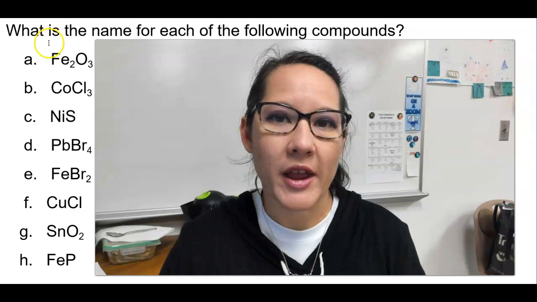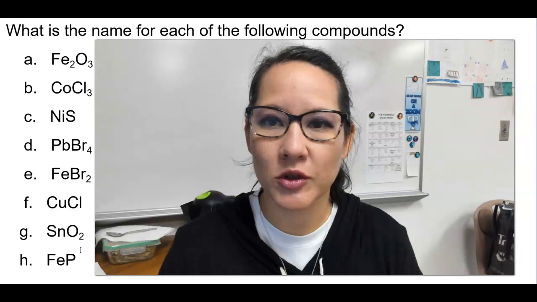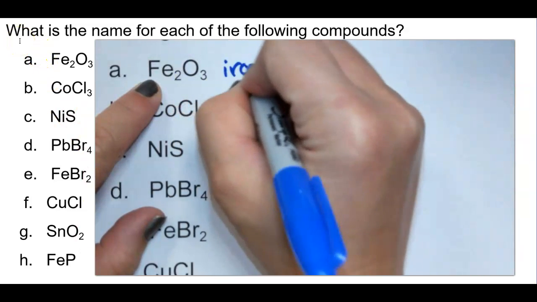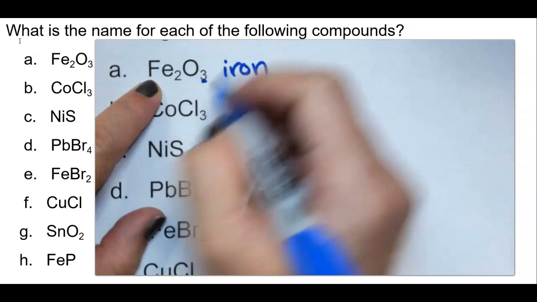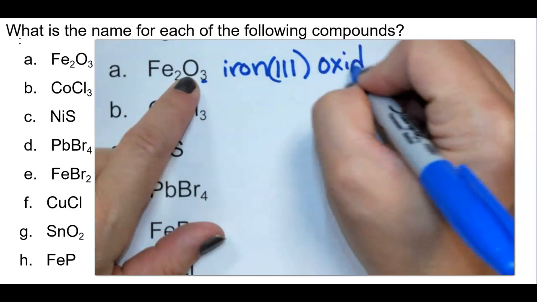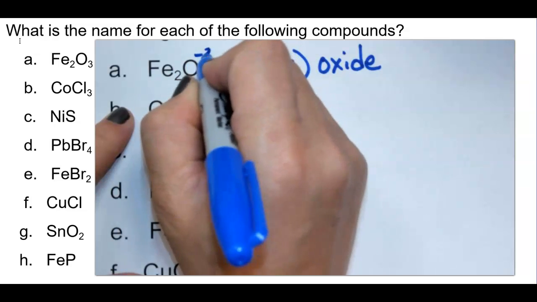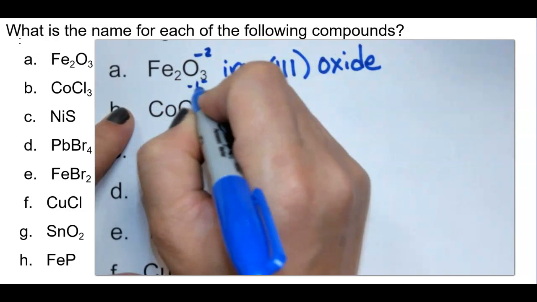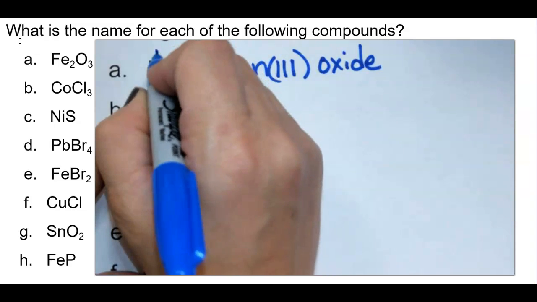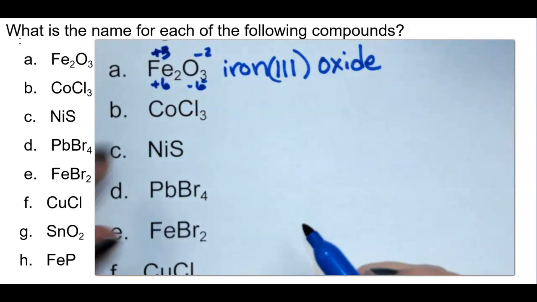Now you give it a try and write the names of the following compounds and then unpause the video to check your answers. So this is going to be iron, looking here, Roman numeral 3, and then oxide. If you use the box method, you'll see that this is a -2. 2 times 3 gives me an overall -6, which means this should be a +6. 6 divided by 2 means that this is a +3, so this is iron 3 oxide.